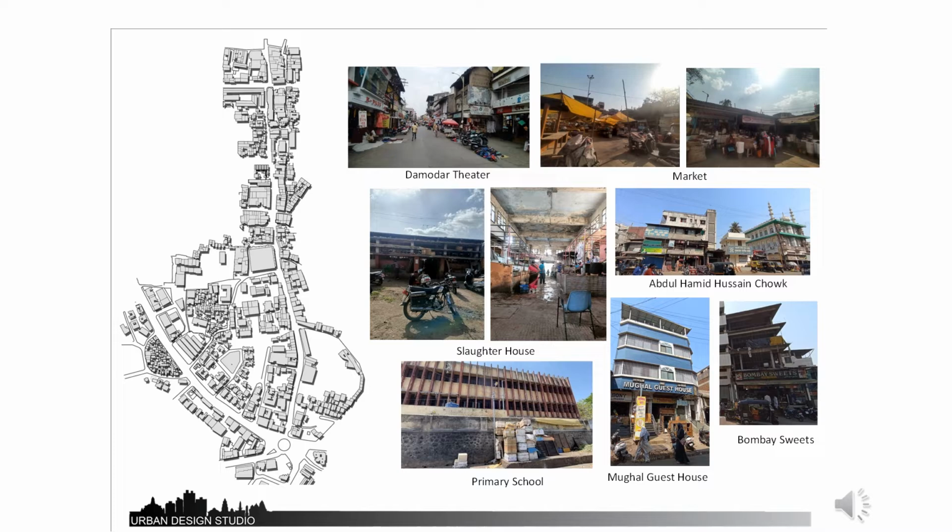Here we can see the street starts at the Damodar Theatre, which is a commercial hub. Next we have a market. From the market we go to Abdullah Hussain Chowk. This is a very important node on the site, which then connects to the slaughterhouse and the market area. Coming down from that, there is a primary school, and also we have Mughal Darbar and Bombay Sweets, which are the pick points at the Abdullah Hussain Chowk.